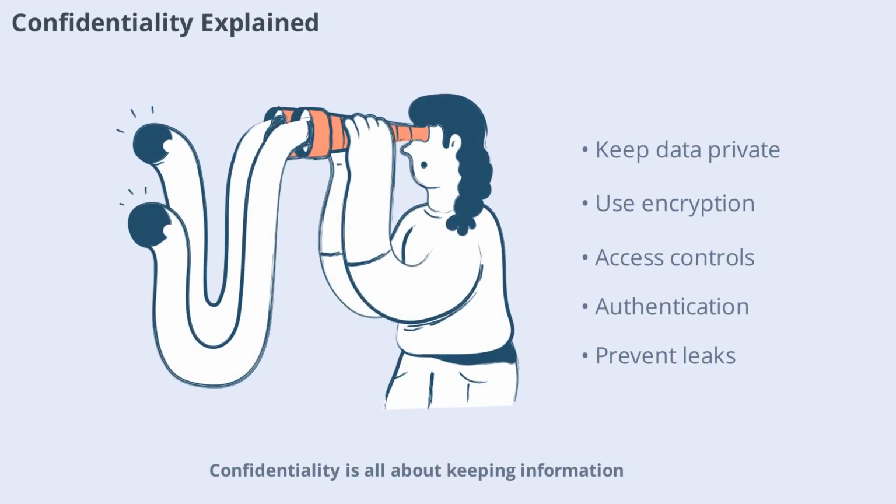Confidentiality is all about keeping information private and secure from unauthorized eyes. Think about your personal data like your social security number or bank details. If this information falls into the wrong hands, it can lead to identity theft or financial loss. Organizations use encryption, access controls, and authentication methods to ensure that only authorized users can view sensitive data. Maintaining confidentiality is a continuous process, requiring vigilance and up-to-date security measures.